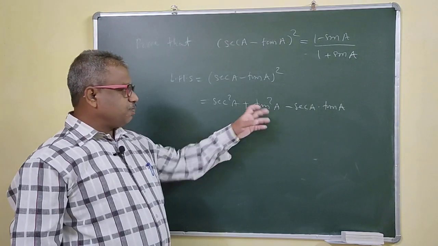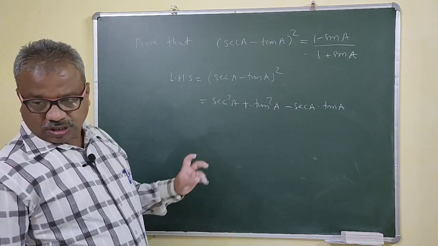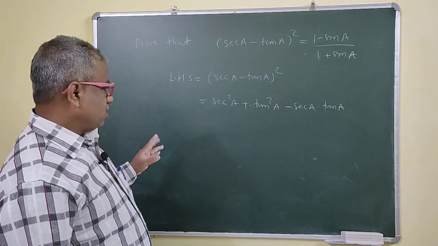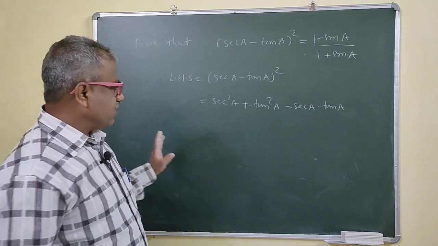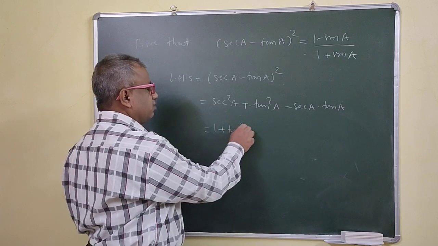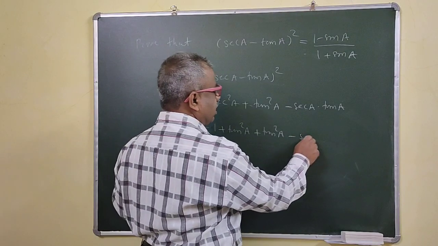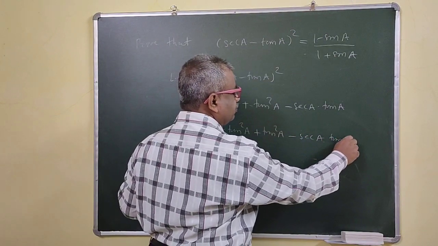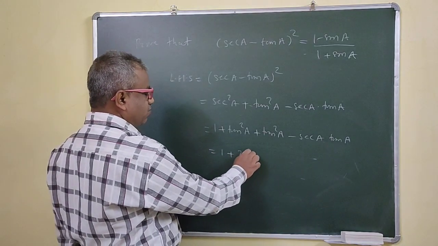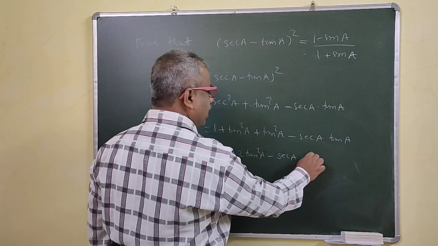So what we'll do? We'll express this in terms of tan now. Or you may express in terms of sec. Okay, we'll express in terms of tan. So sec square A is nothing but 1 plus tan square A, plus tan square A, right? Minus 2 sec A tan A. So this is then 1 plus 2 tan square A minus 2 sec A into tan A.